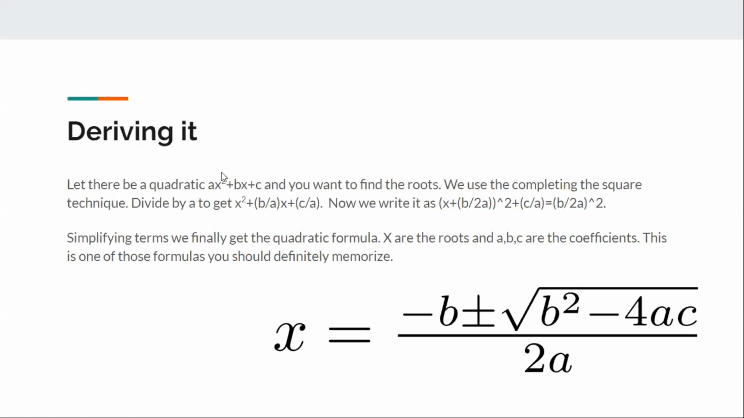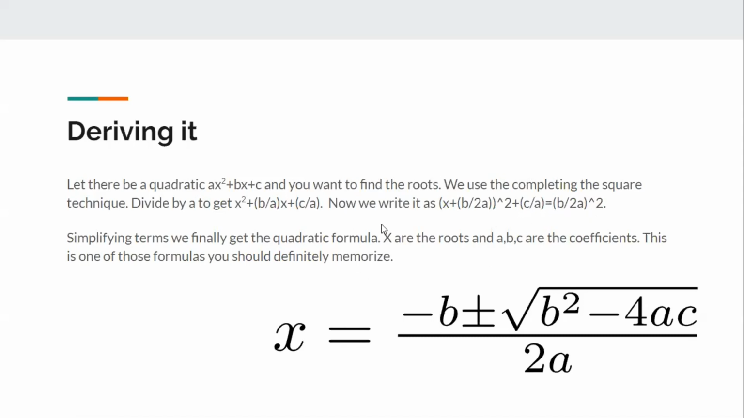Deriving it. Okay, so let there be some quadratic ax squared plus bx plus c, and you want to find the roots. We can use the completing the square technique, and you divide a from both sides, and you're going to get x squared plus b over a x plus c over a. And then if you complete the square, you're going to get (x plus b over 2a) whole squared plus c over a is equal to (b over 2a) whole squared.